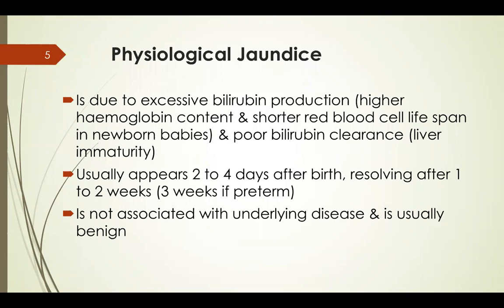When you have this, you have a fast turnover. When there is a fast turnover, you have excessive production. At the same time, you expect poor bilirubin clearance because of liver immaturity. That's the cause of physiological jaundice. It will appear at 2 to 4 days of life and resolve after 1 to 2 weeks in term babies and 3 weeks in preterm babies.